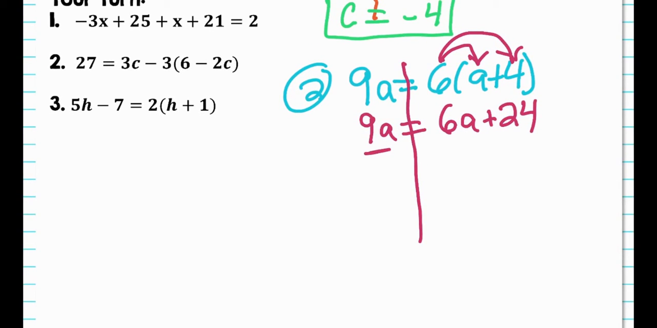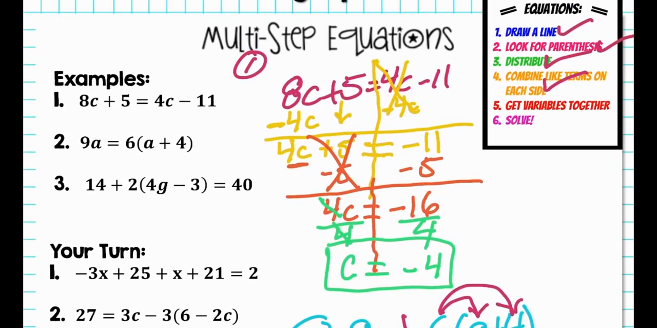Well, on this side, I just have an a. So there's nothing to combine with that term. On this side, I have the term also with an a, 6a, and I have 24. But those two terms on that side are not like. So I actually don't have any terms to combine on each side. They're completely combined on both sides. Okay, we'll see an example of that in a minute. So the next step is get your variables together.